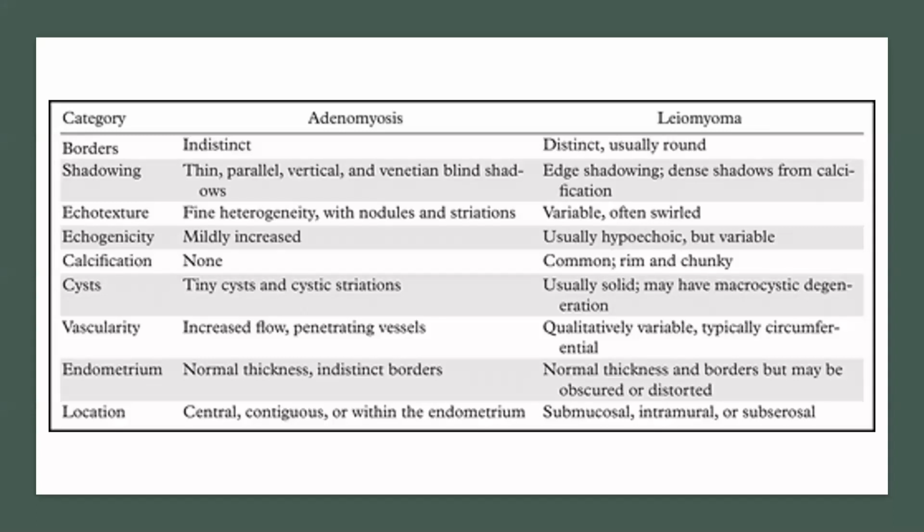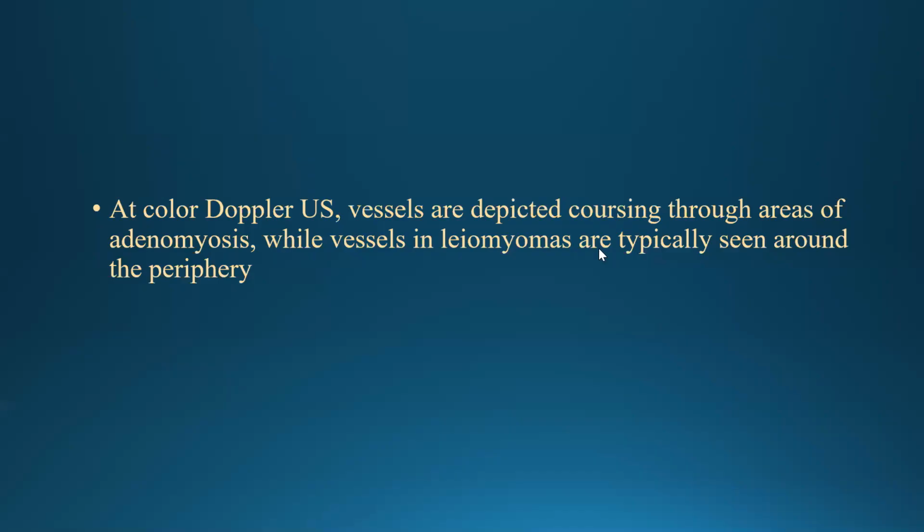According to the new FIGO, you could see the different stages of the FIGO classification for the myoma. I hope this table summarizes the differentiation between the leiomyoma and the adenomyosis. When we put the color Doppler ultrasound on, the vessels will be depicted as coursing through areas of adenomyosis, while vessels in the leiomyoma are typically seen around the periphery.